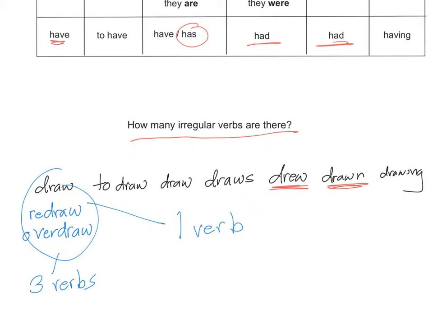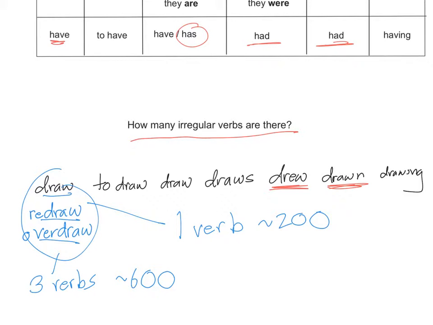The answer is important because if you count verbs that all have the same root, if you count draw, redraw, overdraw as 3 separate verbs, then there are about 600 irregular verbs in English. But if you count them as just one verb, different versions of the verb draw, then English only has about 200 irregular verbs.